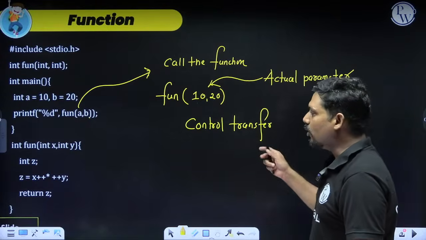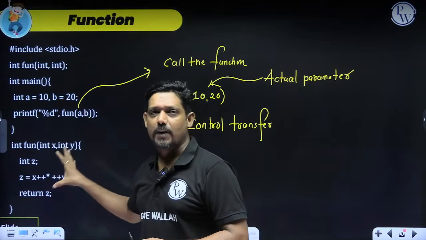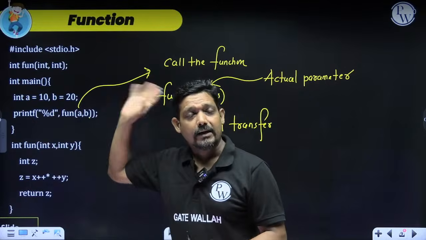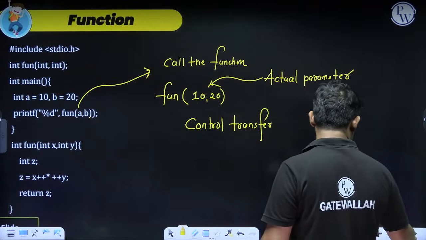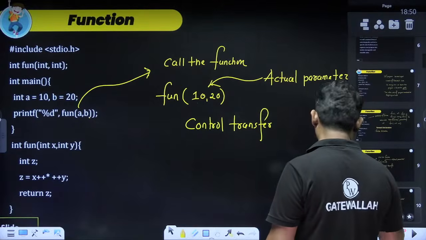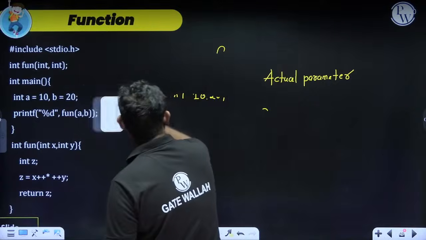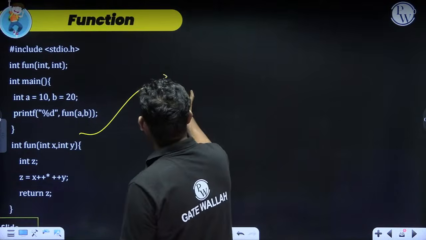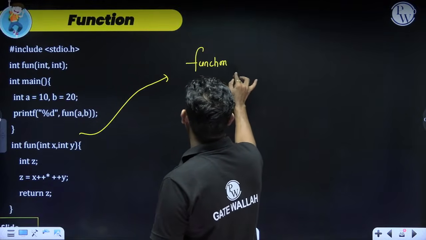Now control transfer happens. Control will transfer to this part of the same program. It is not going anywhere. It is here only. This part of the program is called the function definition. So control will transfer. Let me write it separately. This is the function definition. Declaration is already done.